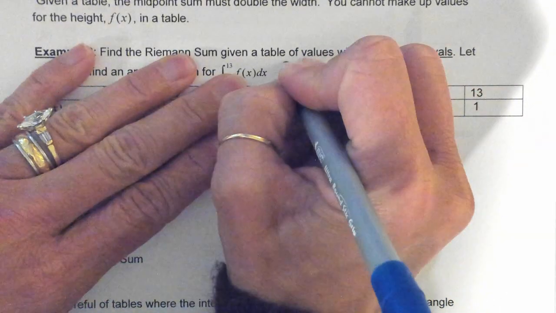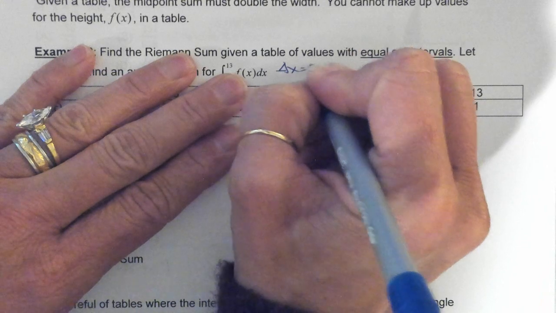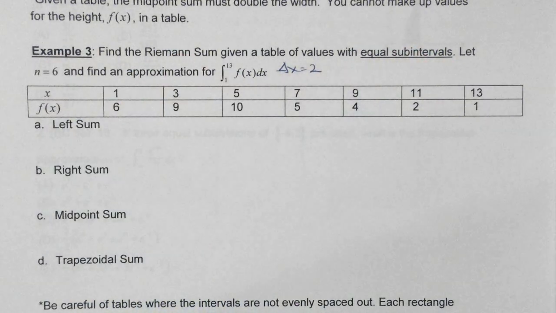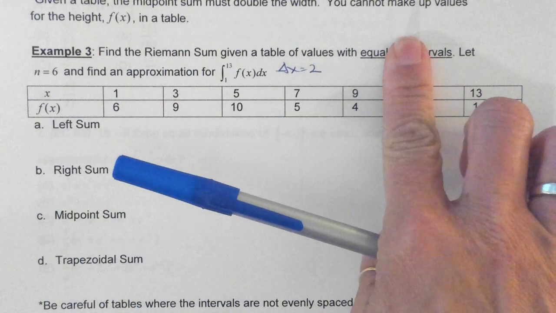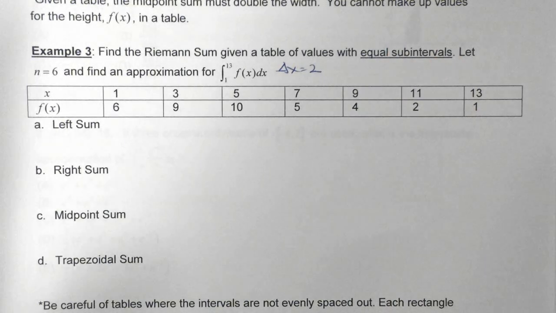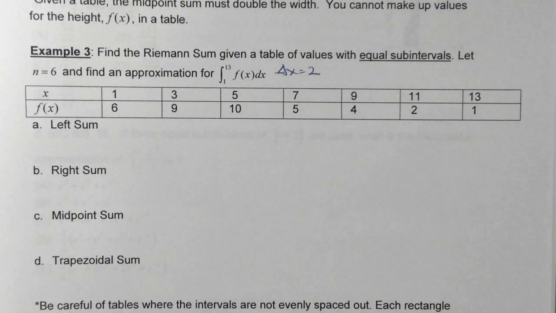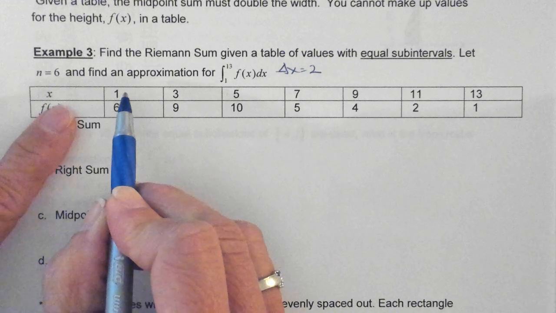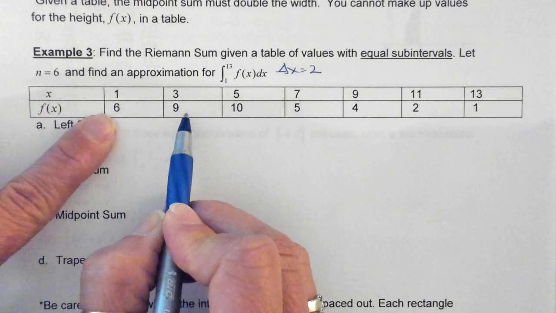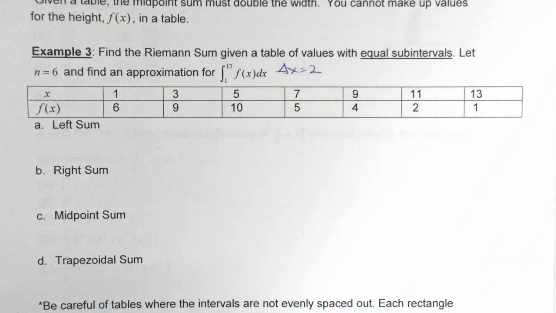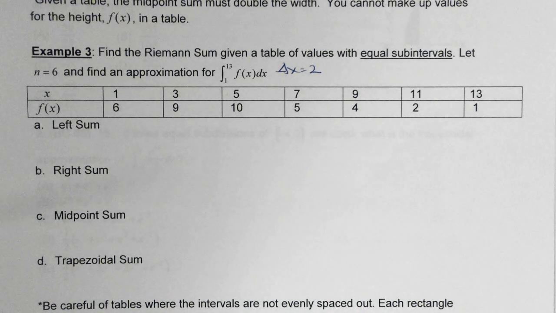So what I can say here is delta x is equal to 2. Does everyone see how we figured that out? Even if you didn't have this information. Delta x is equal to 2. Okay. So now what we have is f of 1 is 6, f of 3 is 9, f of 5 is 10, and so on. If you really had to, you could probably figure out what the function is, but you don't need to, because you have everything that they want you to have. So don't try to figure it out.